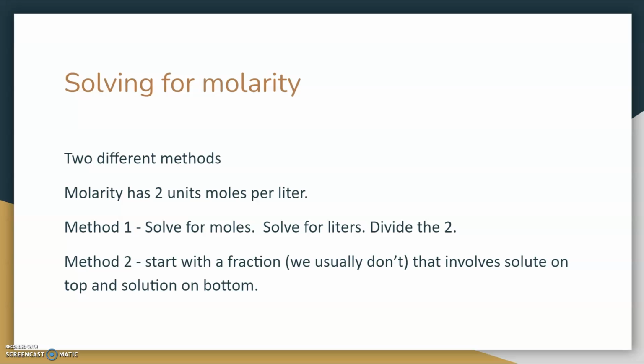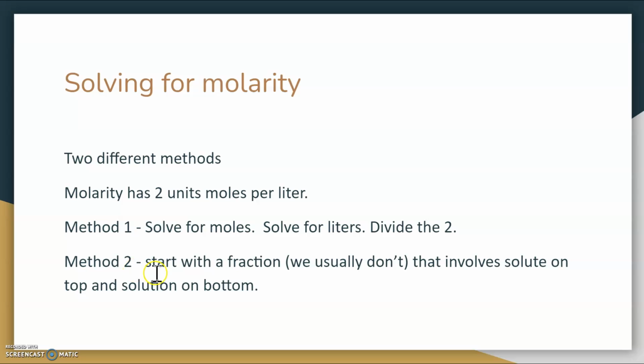So what if I have a problem and it asks me to solve for molarity? Well, there are 2 different methods, and you're going to get to choose which one you like to do. Molarity has 2 units. It's moles per liter. So if I'm solving for something with 2 units, and we've done this before, like at the very beginning when we were doing miles per hour as some conversion examples, what if I have to do moles per liter, 2 units? Method 1 says you can solve for the moles, then you can solve for the liters, and then you divide the 2 answers.